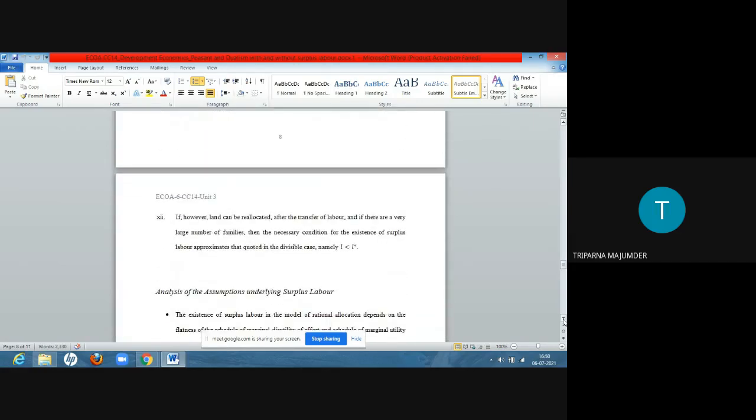If, however, land can be reallocated after the transfer of labor, and if there are a very large number of families, then the necessary and sufficient condition for the existence of surplus labor approximates that quoted in the divisible case, namely L less than L star. I hope it's clear here. Up till here it's clear.